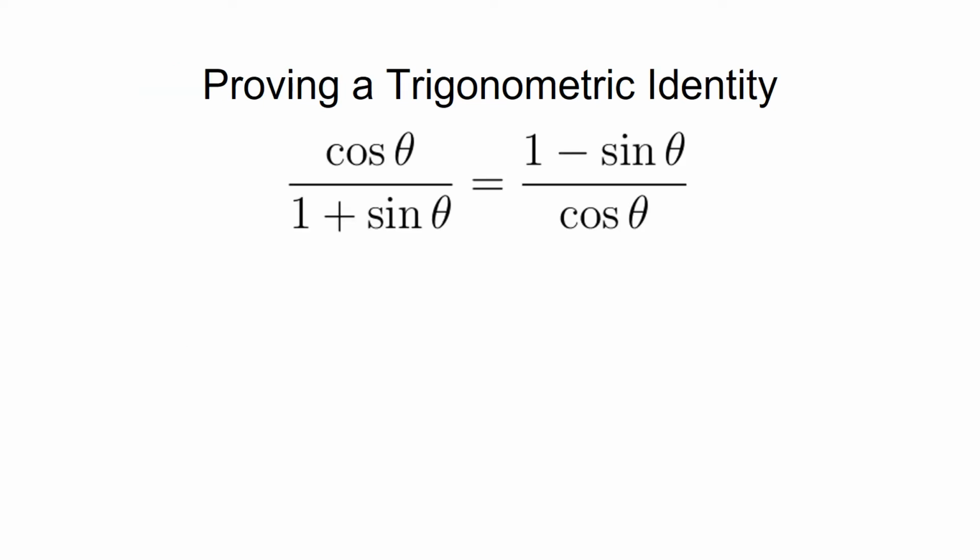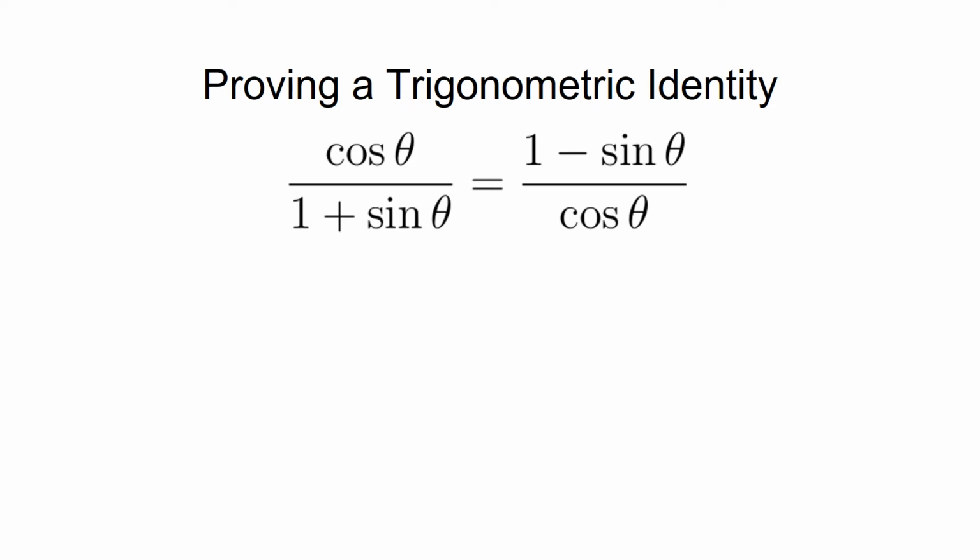Now let's consider an identity that we haven't seen before, namely cosine of theta over 1 plus sine theta equals 1 minus sine theta over cosine theta. We want to prove that this identity is true. To do so, we need to rewrite the equation so that the expressions on both sides are the same.